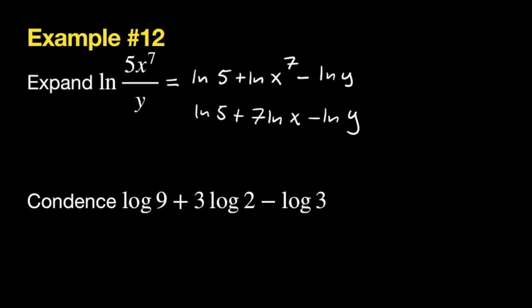If we need to condense, again, you're going to be looking at the operations. So in this case, we have a log, and then we have 2. The fact that we're adding this 2 means that we're going to be multiplying. So we have 9 times 2 to the 3rd power, because this is going to be your exponent. And because we are subtracting using the property, we're going to be dividing by 3.